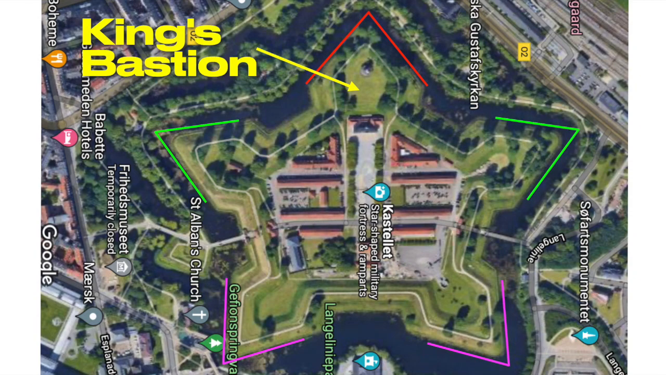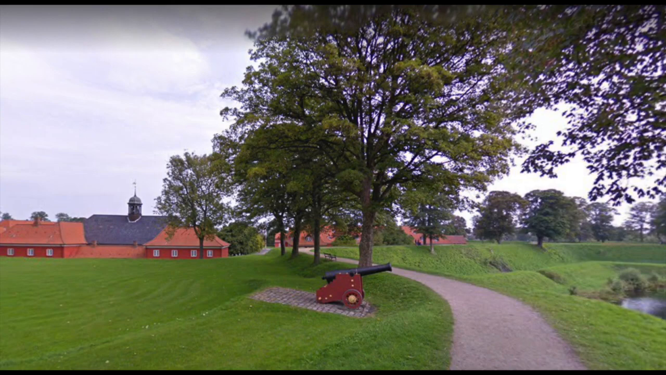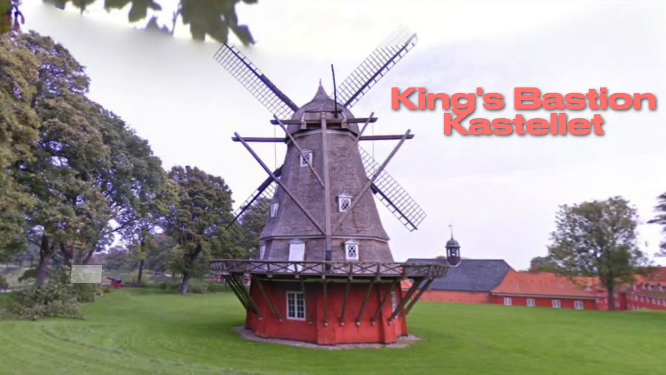Though this fortress is monstrous, on the King's Bastion today only a few small cannons are on display, near a windmill on an octagonal base. The buildings on Castelette are military barracks and storage, but there was at one time a granary on site to feed the soldiers living there.